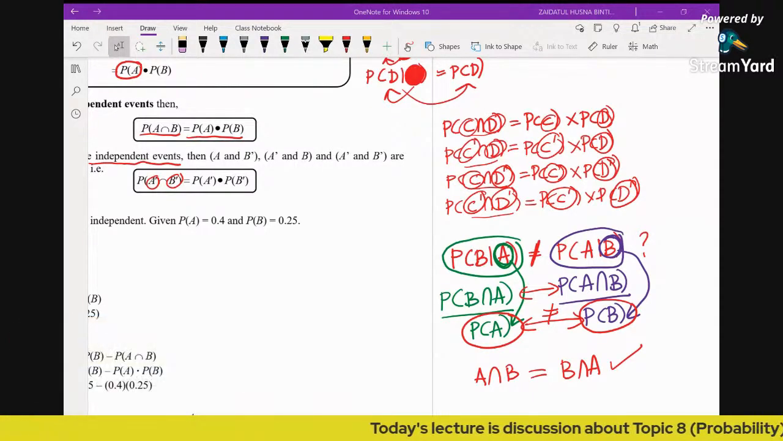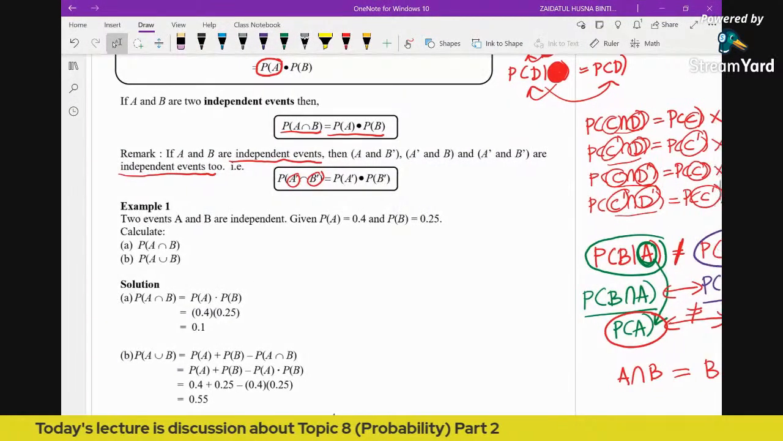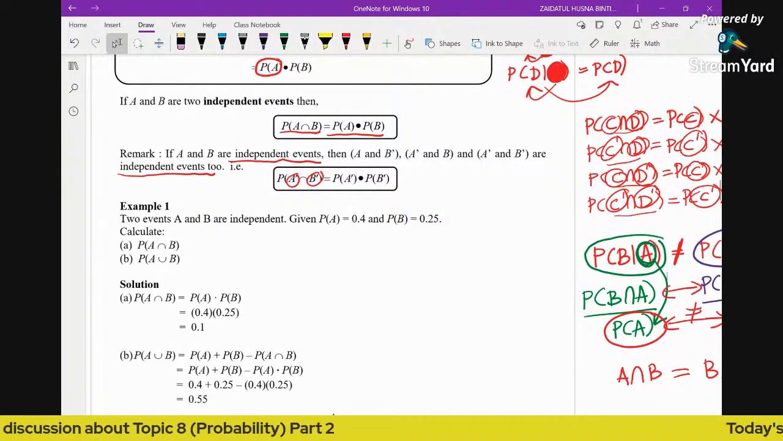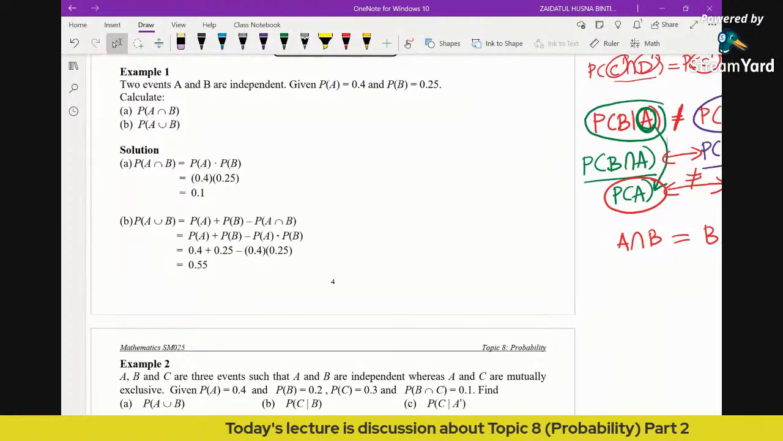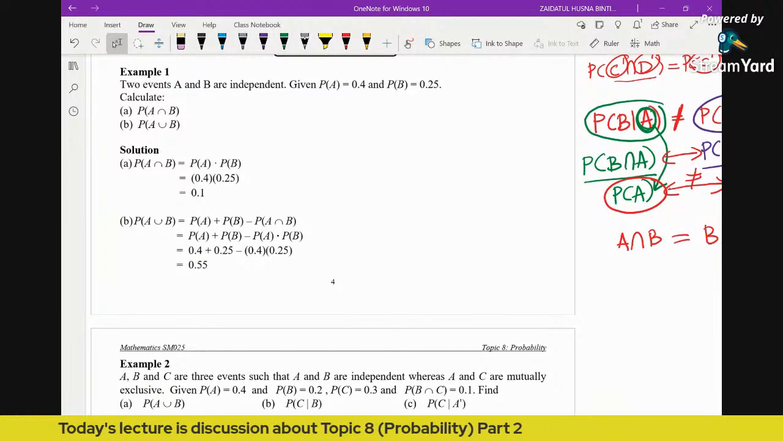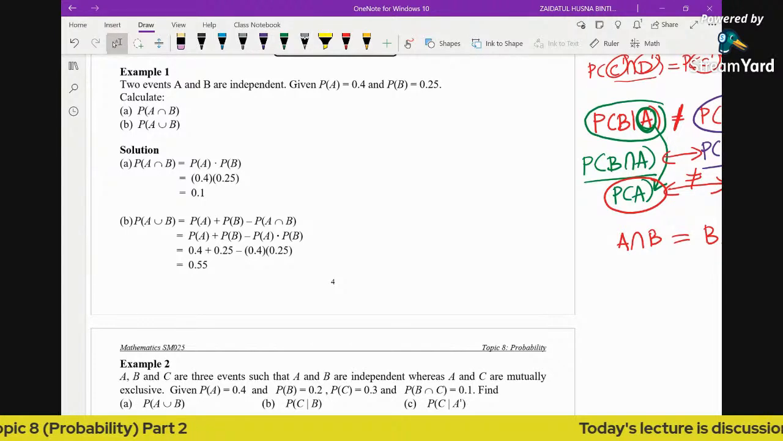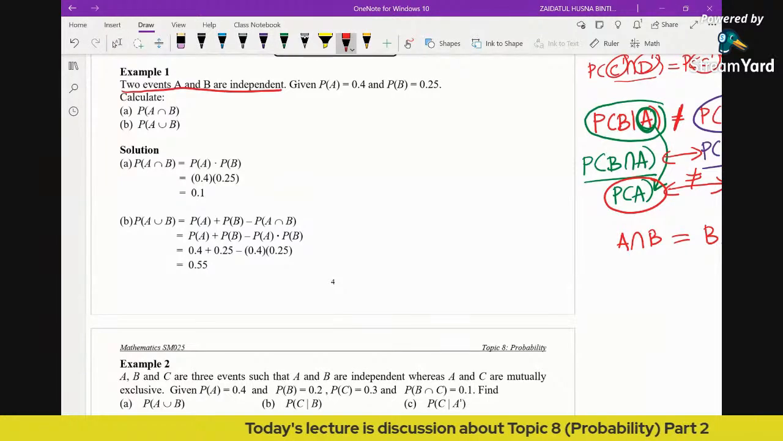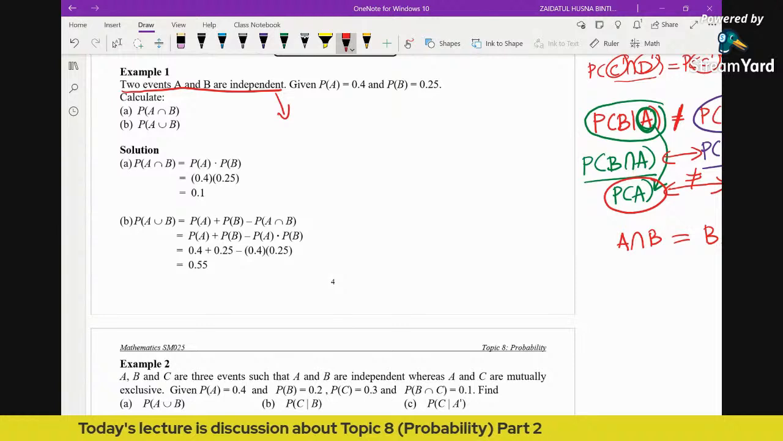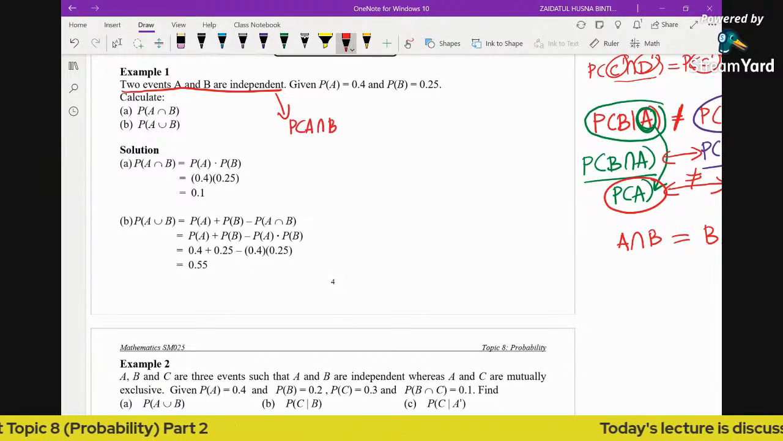Okay, Zilong, no problem. Again, if you have any questions, you can simply write in the live chat. Now let's see example 1. If two events are independent, it will be declared in the question, so you don't really have to worry. Or sometimes the question will ask whether A and B are independent, so your job is to determine whether they are independent or not. If the two events are independent, straight away we know that P(A intersect B) is equal to P(A) times P(B).